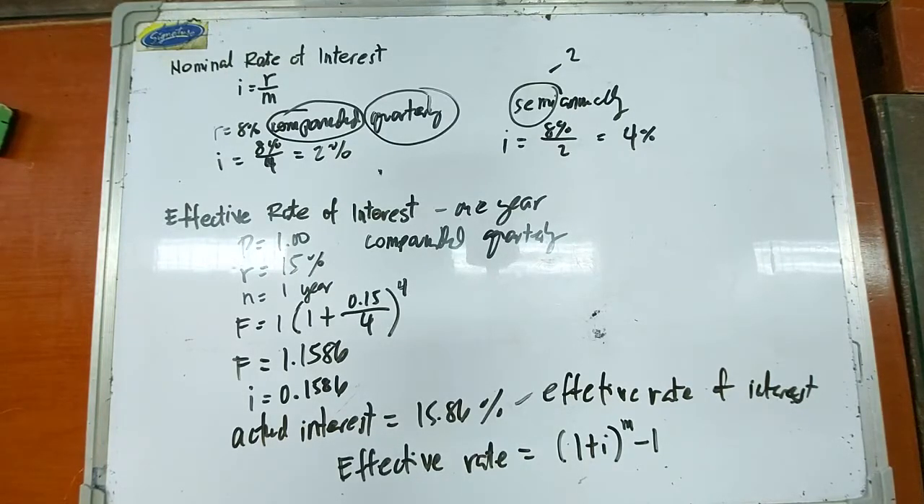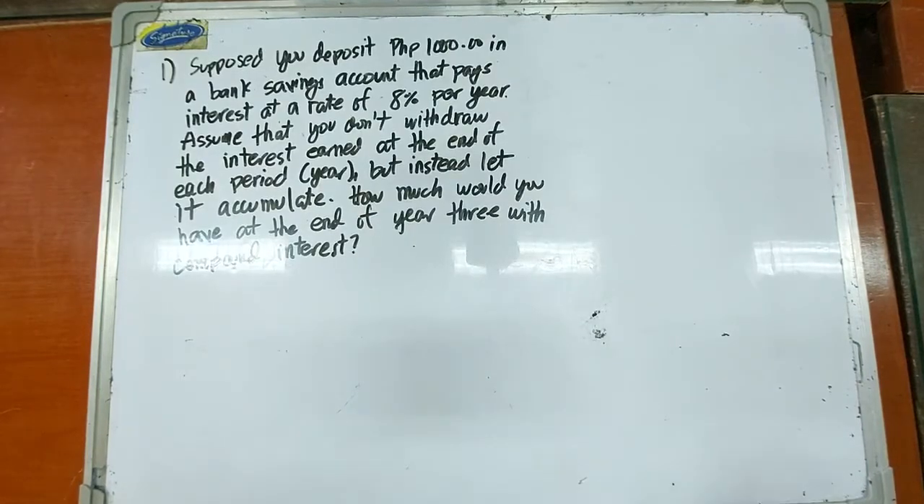Then the effective rate, yung actual interest, which is dependent on the number of compounding. Pag mas marami yung compounding, then mas malaki yung actual or effective rate of interest. Okay. So that's it. Okay, let's proceed to the illustrative problems.